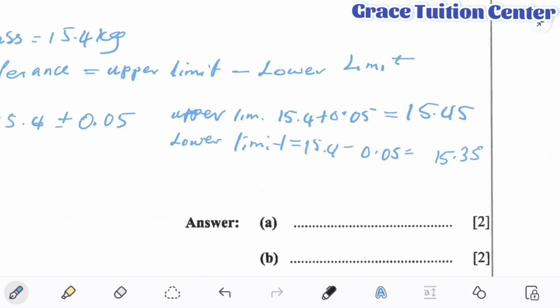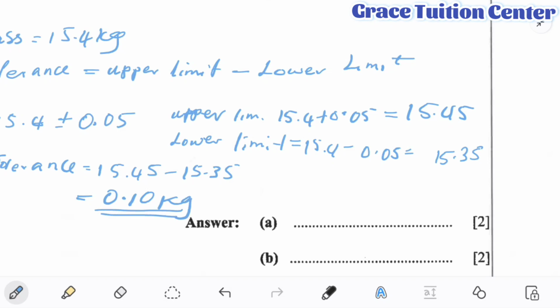So now, since we know our upper limit and our lower limit, we can go ahead and substitute in the formula for tolerance. So our tolerance is 15.45 minus 15.35. What is 15.45 minus 15.35? You notice that our answer will be 0.10 kg. So here is our tolerance.